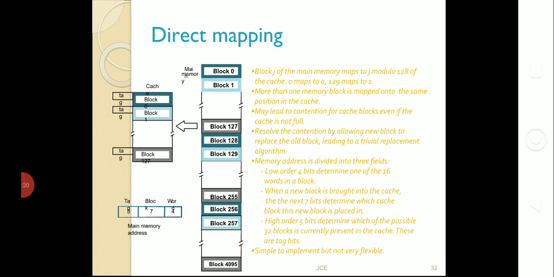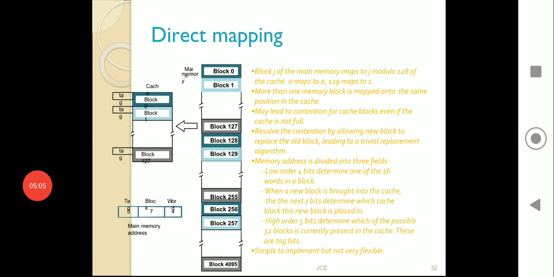To start with, the first one is called the direct mapping system. In this system, we need to check how the main memory will be mapped into the cache. That is the major thing. Say, for example, you have J blocks of main memory, and these J blocks of main memory have to be mapped into the smaller cache, which is of some size. If I want to map it, then you need to take j modulo 128.